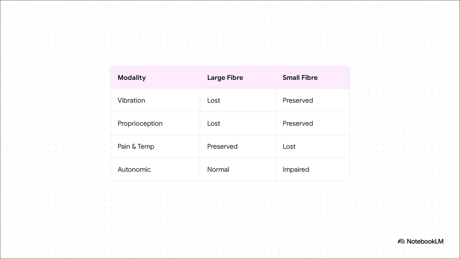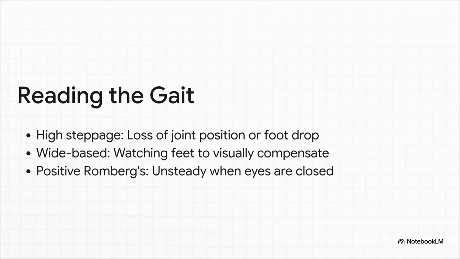Memorize this contrast and you won't get tripped up. And when you actually ask the patient to walk, pay close attention because their visual compensation tells a massive story. A high steppage gait, that's a clear indicator of foot drop or loss of joint position. What about a wide-based gait where they're intensely staring at the ground? They're visually compensating for sensory loss. And that leads directly to a positive Romberg's test. The second they close their eyes, you remove that vital visual input and they become incredibly unsteady.